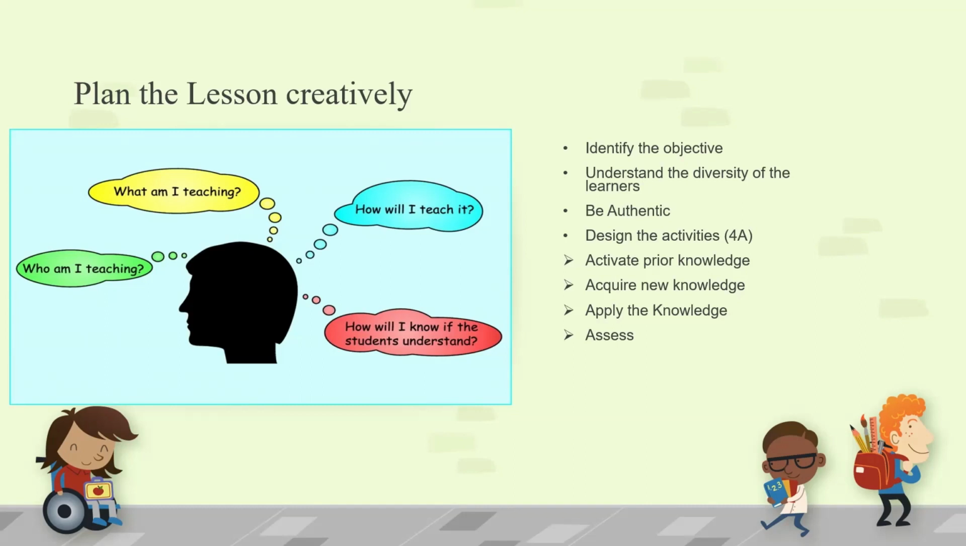Then we have to design the activities. We call it the 4A strategy, which is we have to always activate prior knowledge to things we teach in the classrooms. Also, based on the activated knowledge, we have to provide new knowledge. And then we have to make sure that new knowledge is applied. Then we have to assess the children and see how much they know. Let's go through the lesson plan.